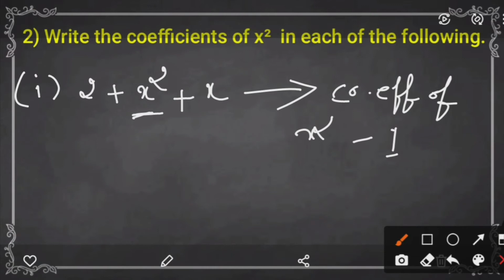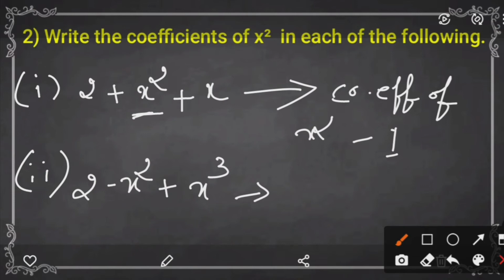The same way, the second one. What is the second one here? The second one is 2 minus x square plus x cube. Here they asked only for the coefficient of x square. See here, minus x square is there. Minus x square means the coefficient of x square is minus 1.